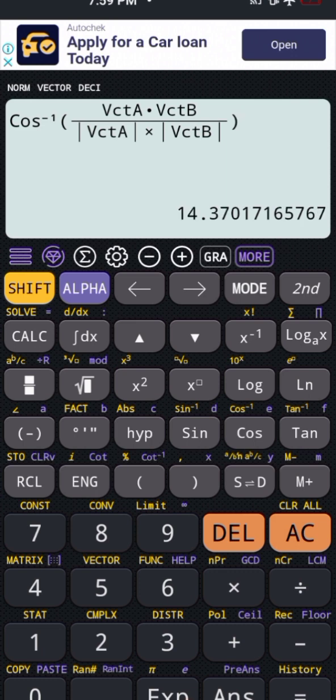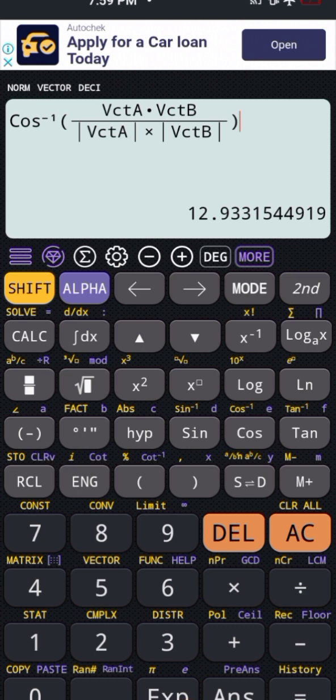Then you will have your answer. The answer will be 40.37 degrees. No, it will be 12.9. Sorry, my calculator was in grad before. Ensure your calculator is in degree. So the final answer in degrees is 12.9, or approximately 13 degrees.